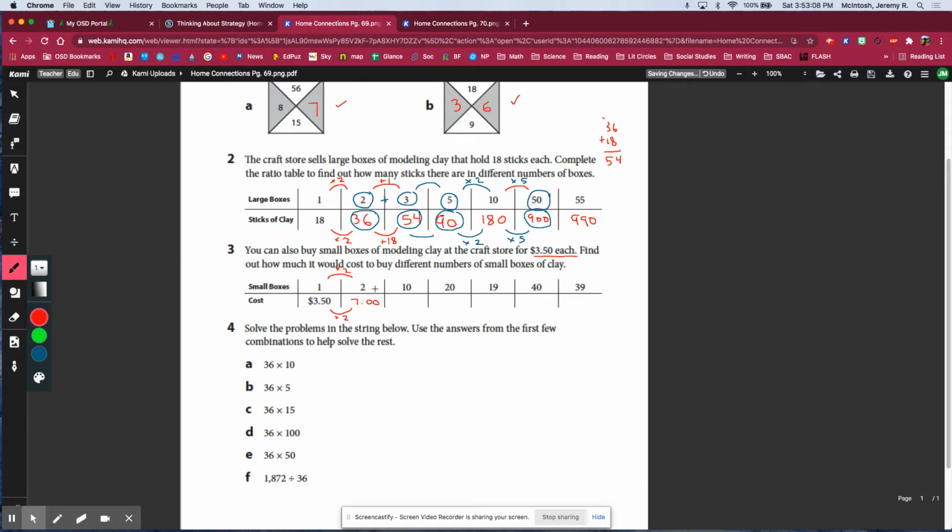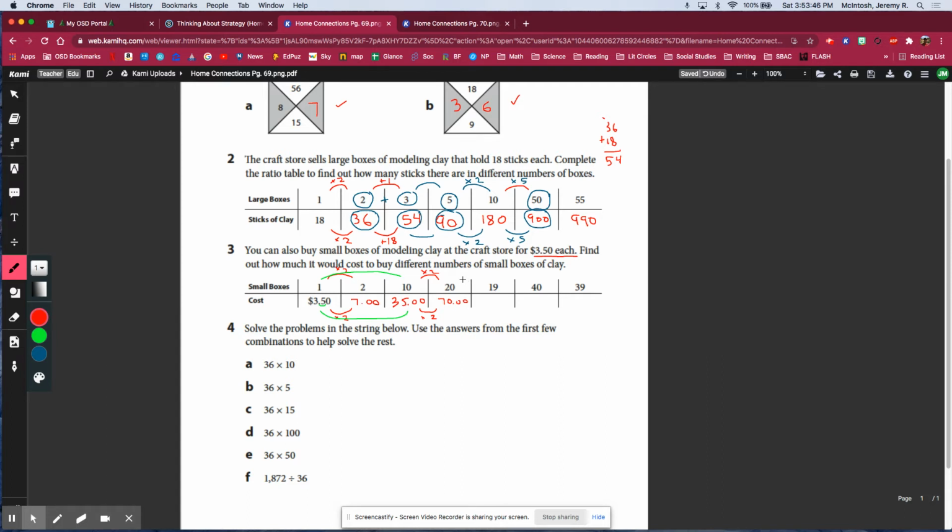Okay. And now I'm moving to 10. Well, I'm going to have the power of 10 here. So I'm going to go from 1 to 10, which means I'm multiplying by 10. So I'm going to multiply $3.50 by 10. So that means I'm just going to move that decimal to the right one place. And 10 boxes would be $35. Okay. Now I'm moving from 10 to 20, so I'm just doubling again. 35 times 2 is $70.